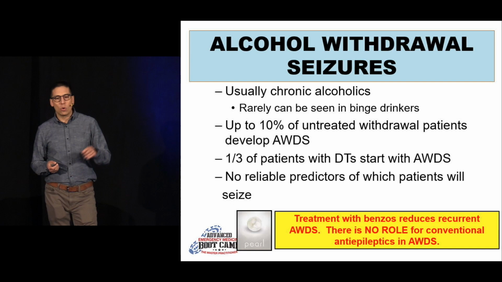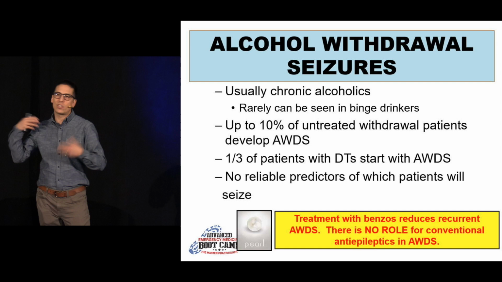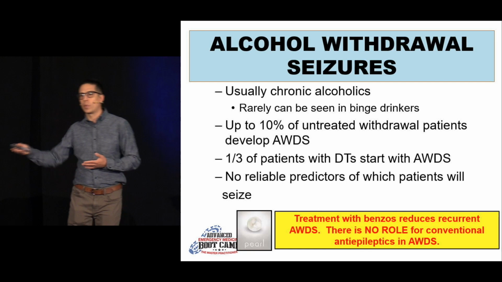So treatment with benzos reduces recurrent alcohol withdrawal seizures, but there's no role for conventional antiepileptics, right? And we said that that makes sense because these people don't have a scar or gliosis or an irritable focus in their brain. They just have a GABA deficiency, and you can replace that any one of a number of ways, right? They replace it with vodka. You replace it with benzos.